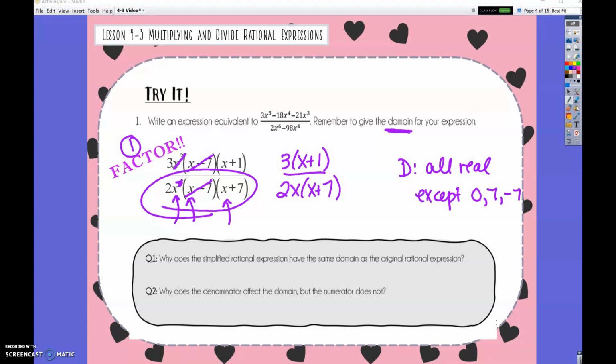So with this question 1, it says, why does the simplified expression have the same domain as the original? Because here we still have 0 and -7 as numbers that would make our denominator 0, but we need to include the original one. So it's just a simplified form of it. Also, it asks, how does the denominator only affect the domain but not the numerator? You can take nothing, no apples, and divide it among 4 people. But if you had 4 apples, you can't divide them among no one, among 0 people. So this is our problem, dividing by 0.